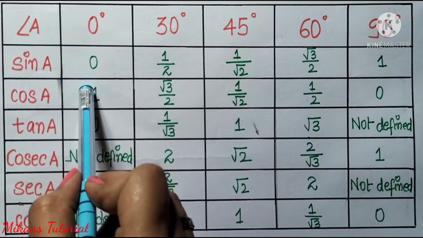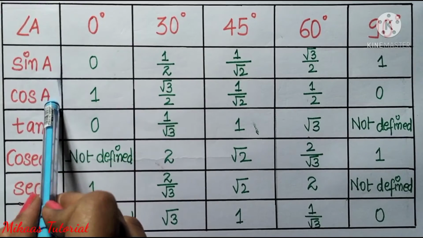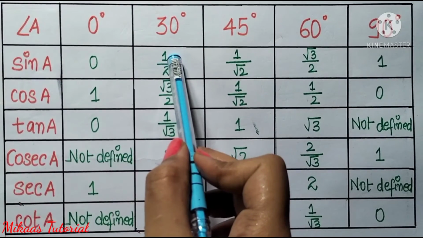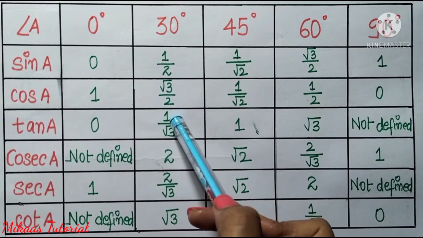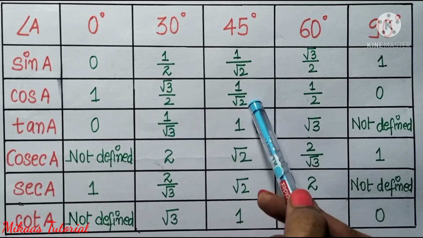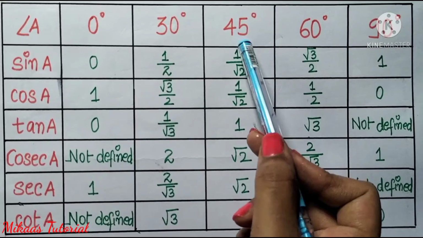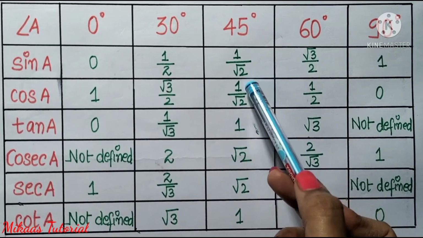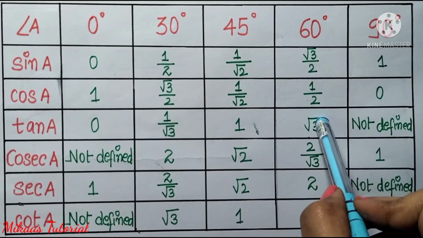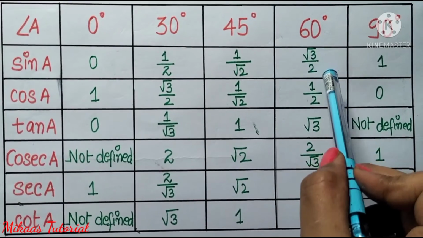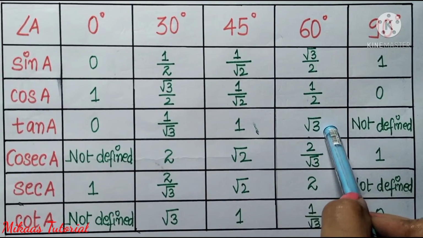From sine and cos, you can write the tan value. How? Tan is sine divided by cos. See, for 30 degree, 1 by 2 divided by root 3 by 2, you will get 1 by root 3. In the same way you can do it for 45 degree and 60 degree. For 45, 1 by root 2 divided by 1 by root 2, the answer is 1. For 60 degree, root 3 by 2 divided by 1 by 2, so you will get root 3 by 1, that is root 3.